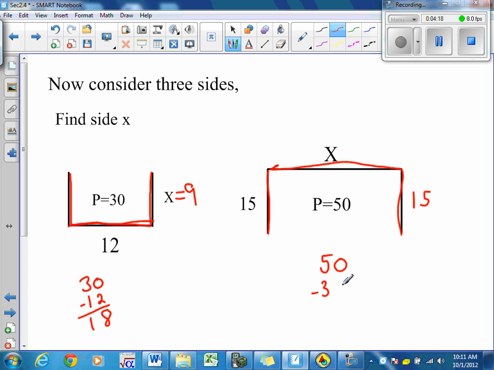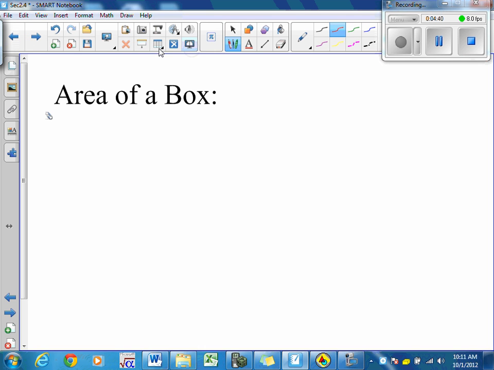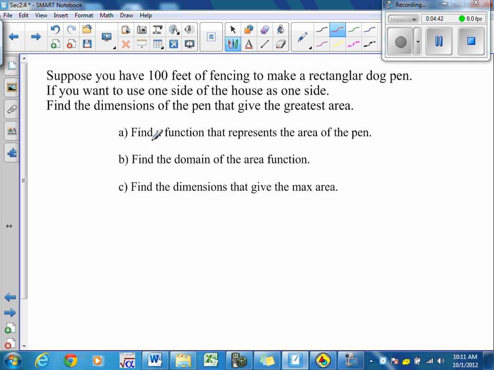Let's look at an example. Suppose you have 100 feet of fencing to make a rectangular dog pen. If you want to use one side of the house as one side, find the dimensions of the pen that give the greatest area. So we have our steps. Find the function, find the max. Now we have this other one, domain, I'll get to in the middle here. First thing let's do is draw a picture.